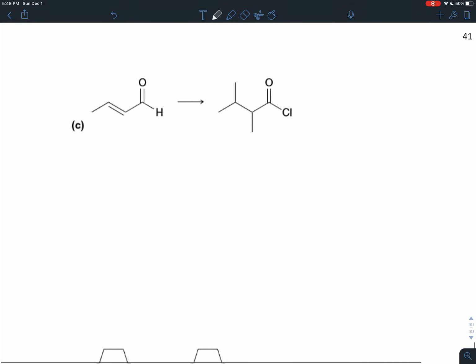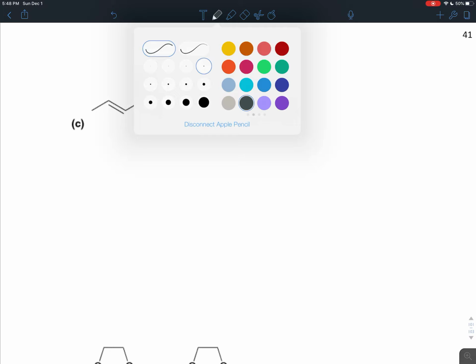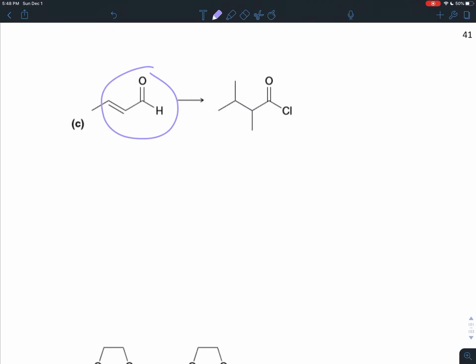Okay, let's try C. So in C, you'll notice we have an alpha-beta unsaturated aldehyde. So we have an alpha carbon and a beta carbon. And let's draw in the analogous carbons on the product. We have the alpha carbon and the beta carbon. What you'll notice is that the pi bond goes away. And instead, you have a carbon attached to the beta position and a carbon added onto the alpha position. So we have alkylated the alpha and the beta positions.